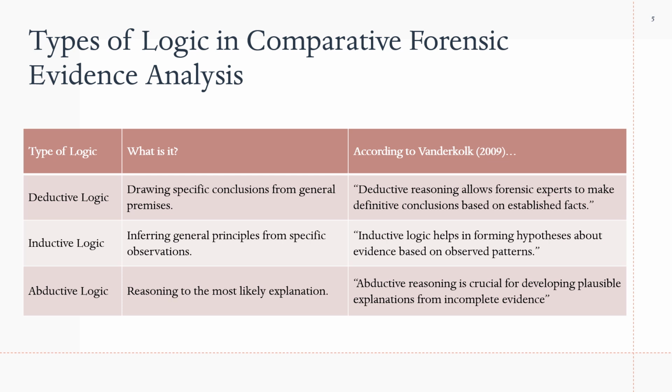And lastly, abductive is reasoning to the most likely explanation. According to our textbook, he mentions abductive reasoning is crucial for developing plausible explanations from incomplete evidence. So if you have some evidence but it's not quite there, it stands to reason that this is the case, or most likely this is what happened. It doesn't mean definitive, that would be your deductive. It's not definitive on that. It's basically kind of like a hypothetical.